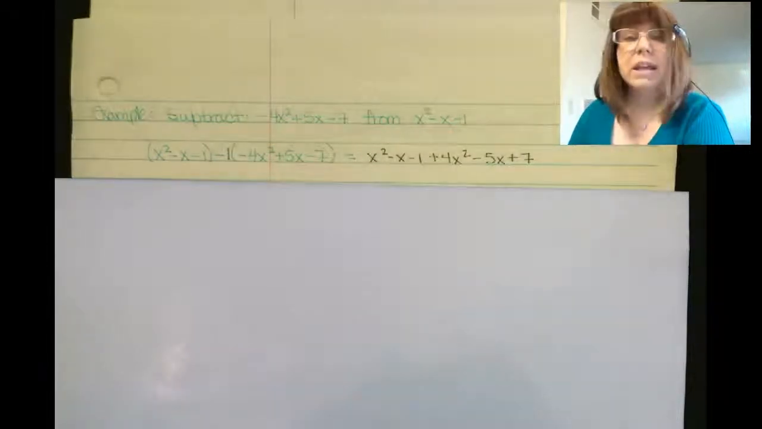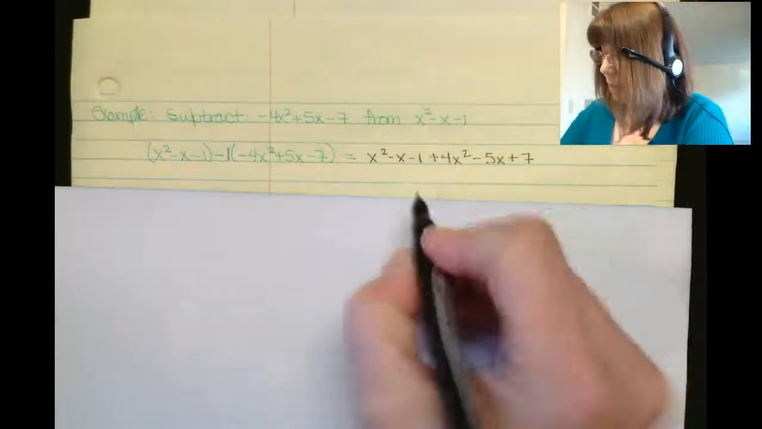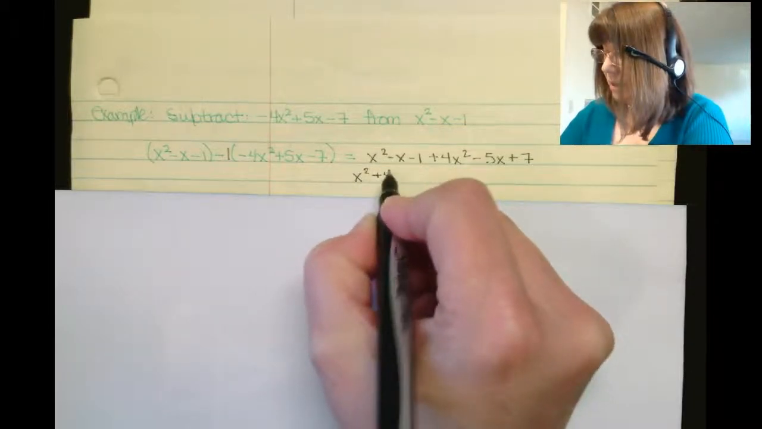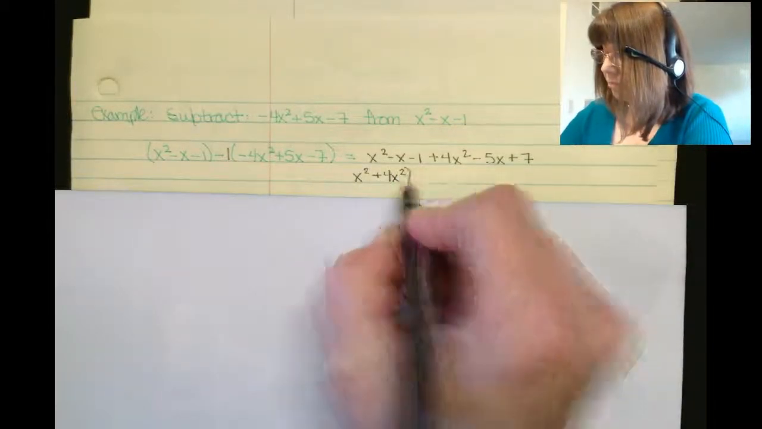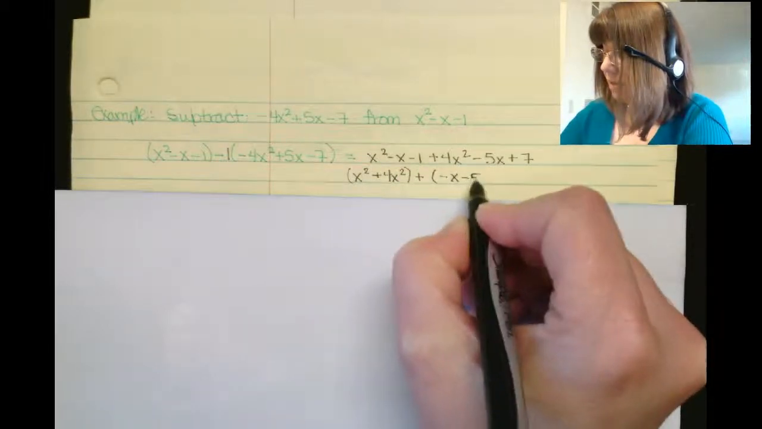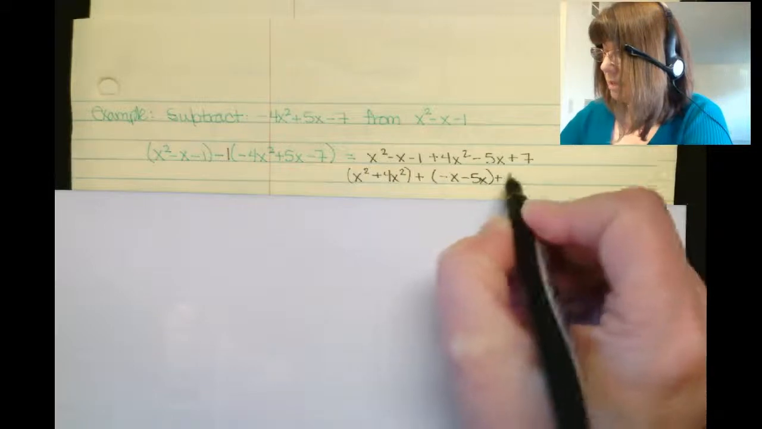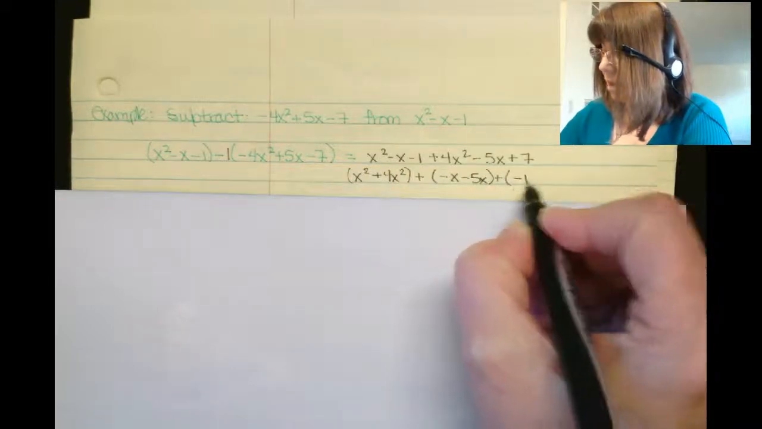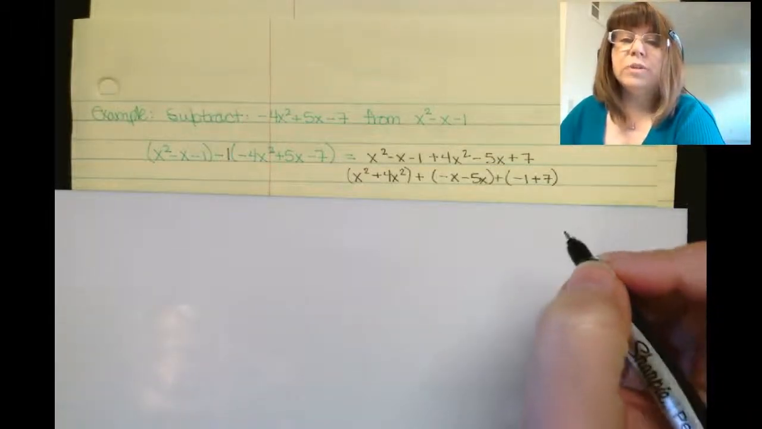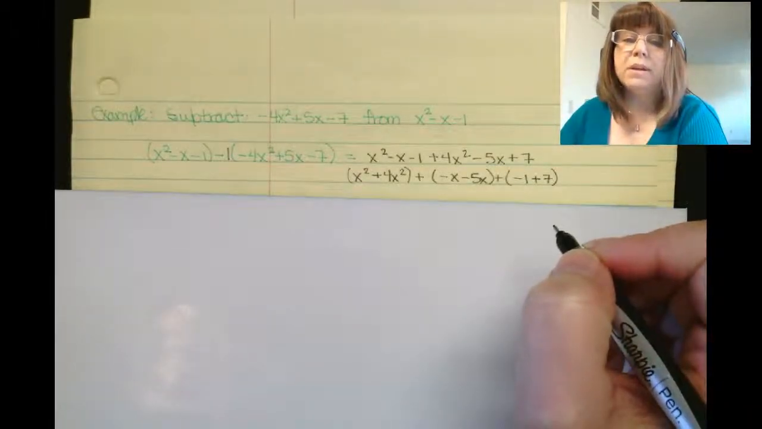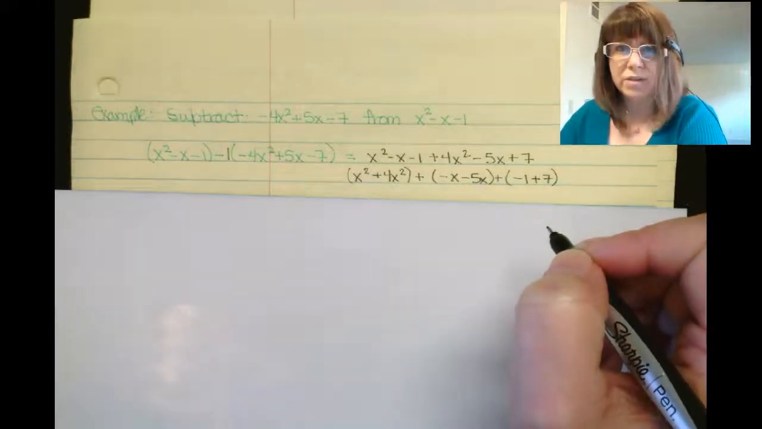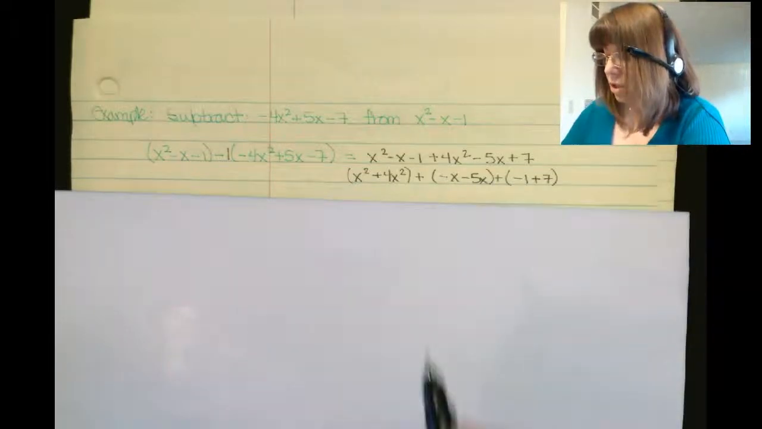Now I'm going to go ahead and rewrite it to where all my x squareds are together. So I have x squared plus 4x squared, plus negative x minus 5x, plus negative 1 plus 7. To me, once you get really good at this, you won't need to group them, but I think it saves time on what did I do, which one did I do first, all of that. So I tend to group things.